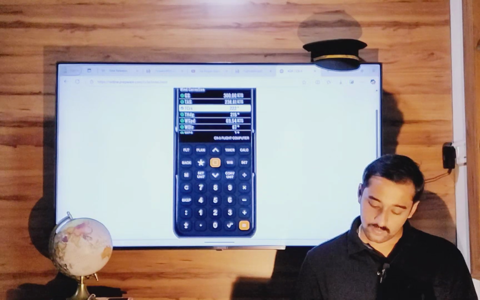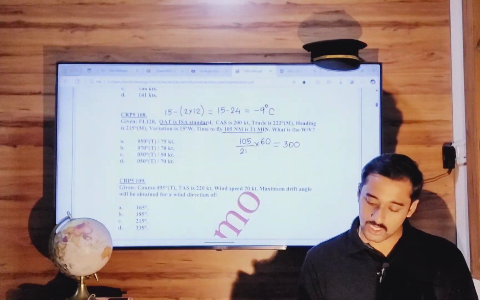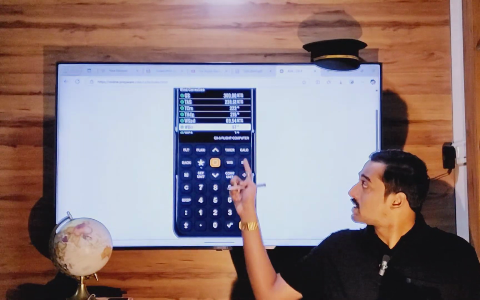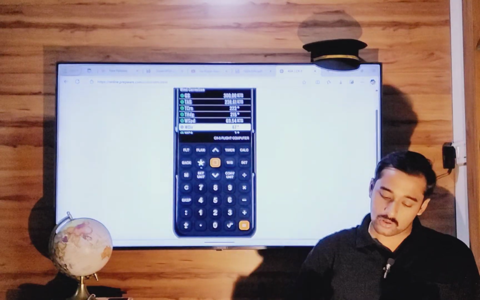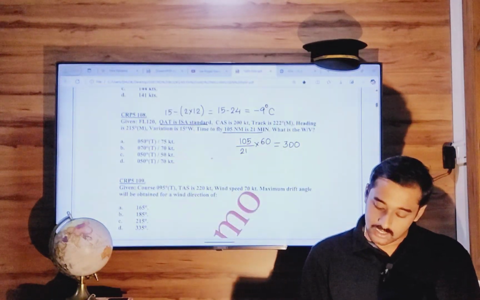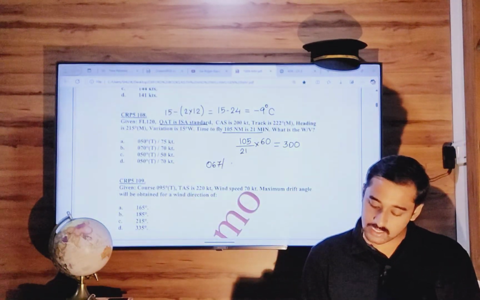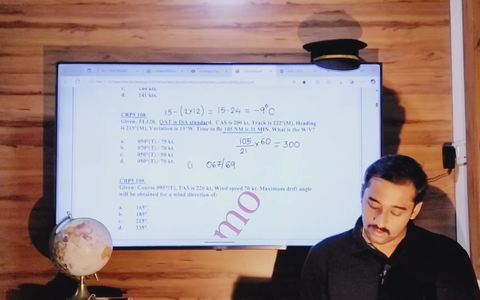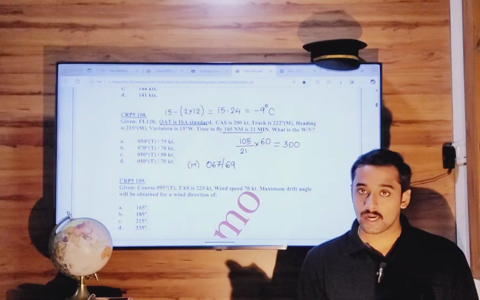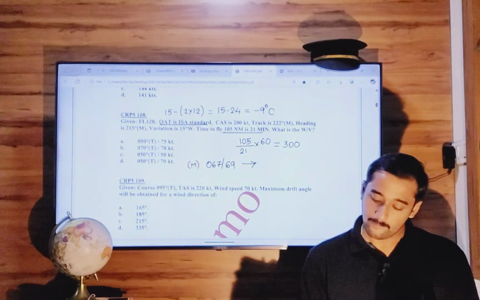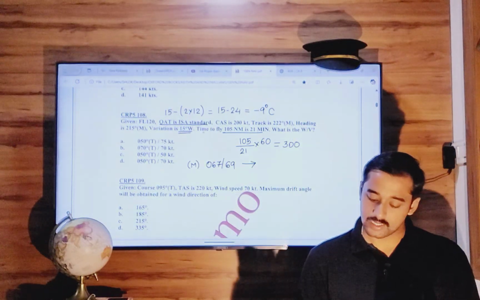So what is wind velocity? Wind velocity is 067 at 69 knots. 067 at 69 knots. Be aware this is magnetic. Now convert this into true. What is variation? It is 15 west.